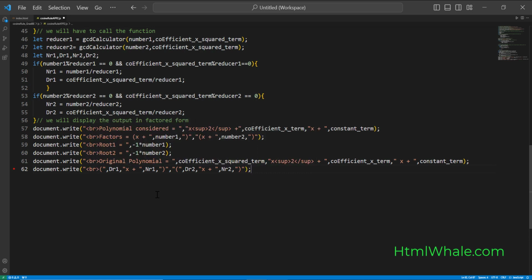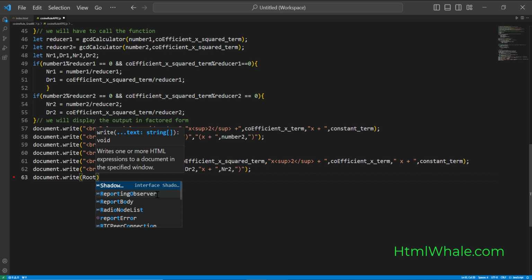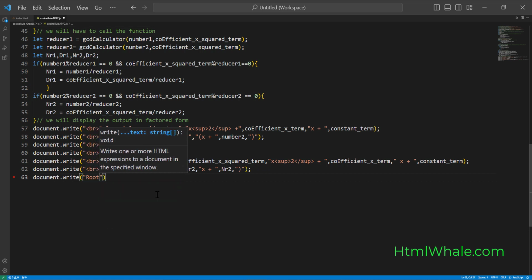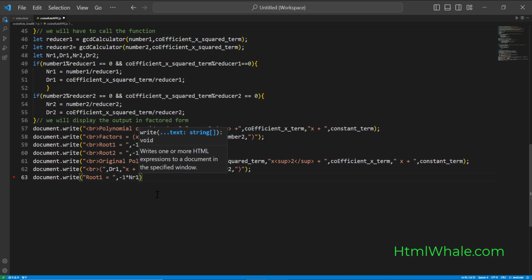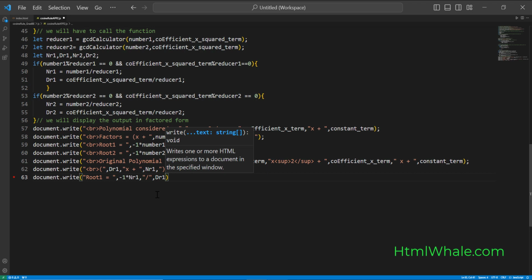Now we can also display the roots. So document.write root 1 is equal to, we need to be a little bit careful in placing the roots. So that is going to be -1 multiplied with nr1, and it has to be divided by dr1. Okay, so that is going to be the first root.